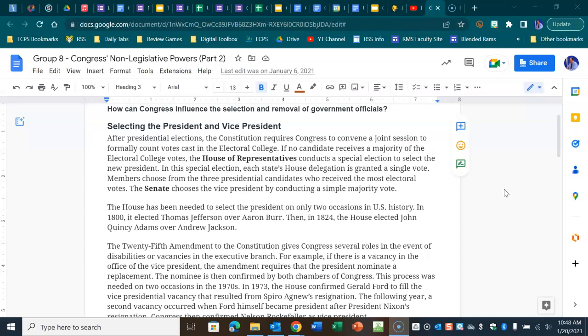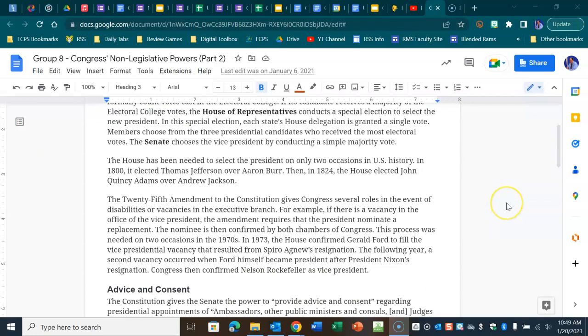After presidential elections, the Constitution requires Congress to convene a joint session to formally count votes cast in the Electoral College. If no candidate receives a majority of the Electoral College votes, the House of Representatives conducts a special election to select a new president. In the special election, each state's House delegation is granted a single vote. Members choose from the 3 presidential candidates who receive the most electoral votes. The Senate chooses the vice president by conducting a simple majority vote.